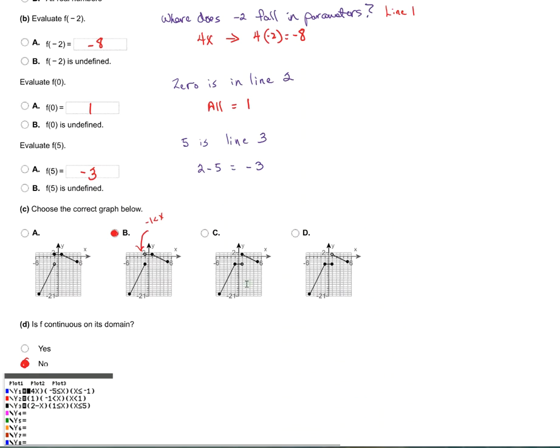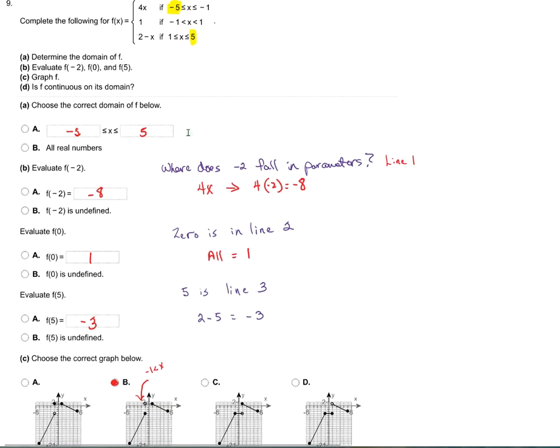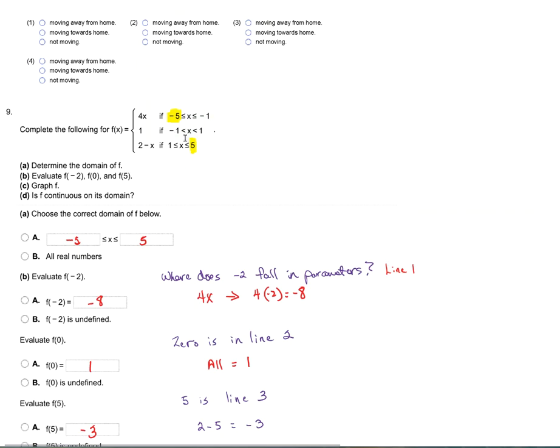And I have put what you would put in your calculator. I've got a screen here showing if you go to your y equals and you put the parameters in like this. Now note that this one has compound inequalities. You take this piece, -5 less than or equal to x, that's in parentheses, and then x less than or equal to -1, that's in parentheses.